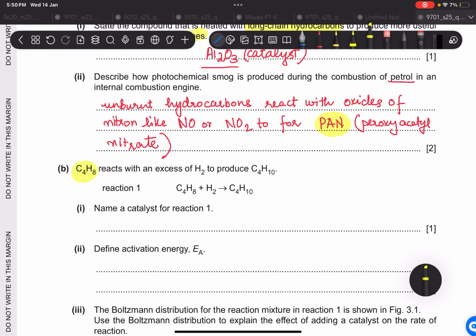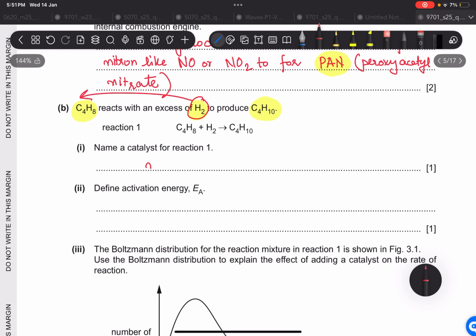C4H8 reacts with an excess of H2 to produce C4H10. You know what's happening over here, that this thing and this thing are reacting to produce a single product. So this is an addition reaction. Name the catalyst. Nickel catalyst is used in hydrogenation. This is hydrogenation, where hydrogen is being added to an alkene. So the catalyst is nickel.